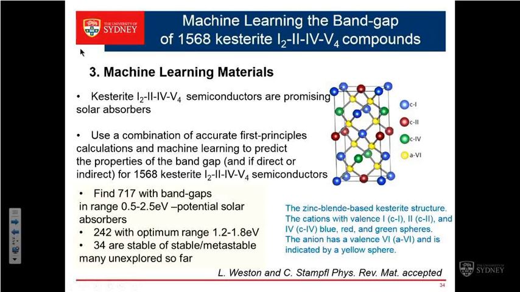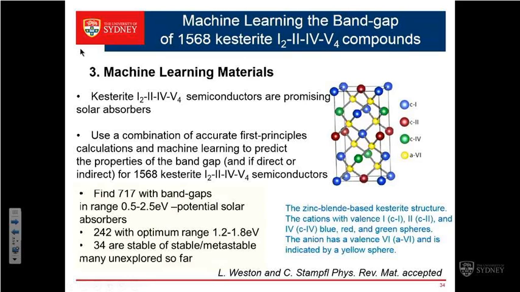And for example, it was found 717 of the possible combinations, I think it's 1,568, had a band gap in the range of 0.5 to 2.5. So they could be potential solar absorbers, but they may not be stable yet. Okay, so that's the first step. And with the optimum range, there were 242, the optimum range being 1.2 to 1.8.